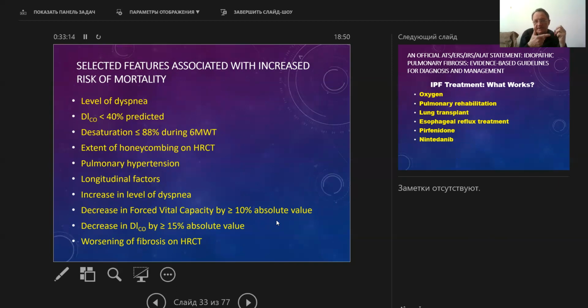And if the patient, after this test, maybe after going upstairs one or two levels, we can check desaturation. It's a very high risk factor of mortality in a patient with pulmonary fibrosis. Also the extent of changes on high resolution CT scan, and pulmonary hypertension.